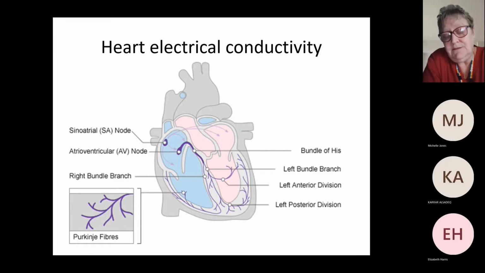Surprisingly, if you took a heart out and put it in a bucket with the right saline and salts and sugars, it'll beat on its own. It's got its own inherent rate. It's a wonderful piece of anatomy. Next slide, please.